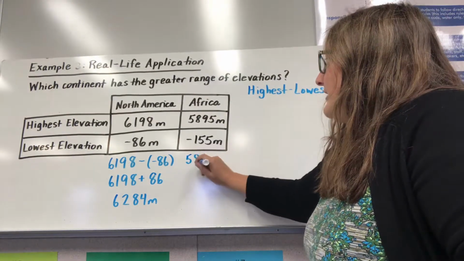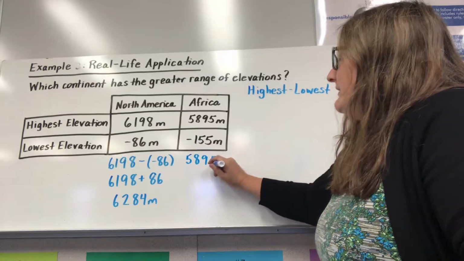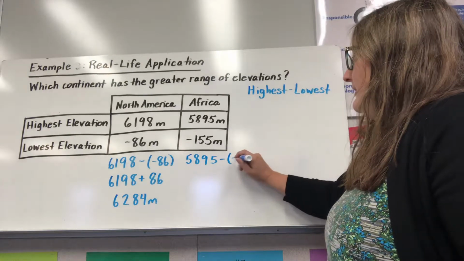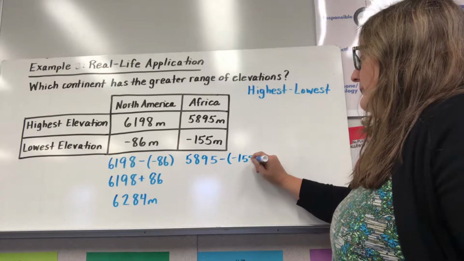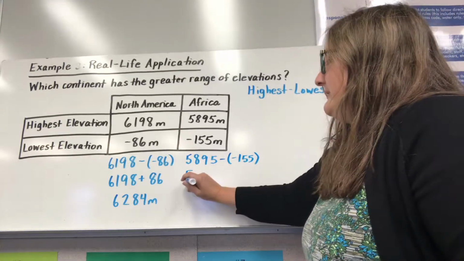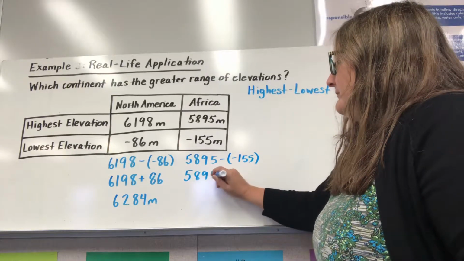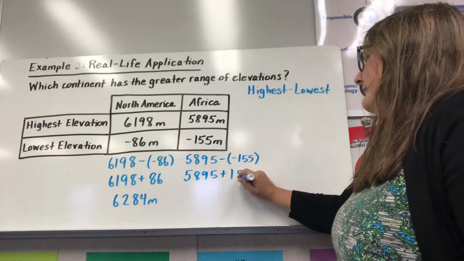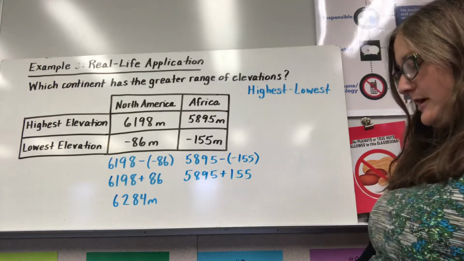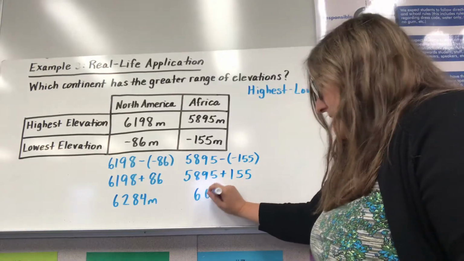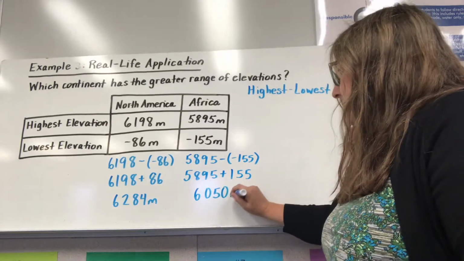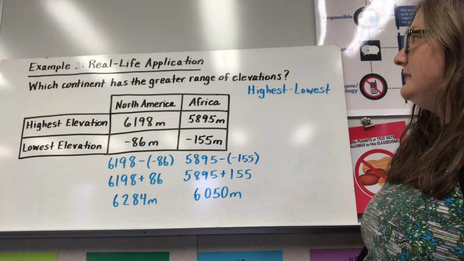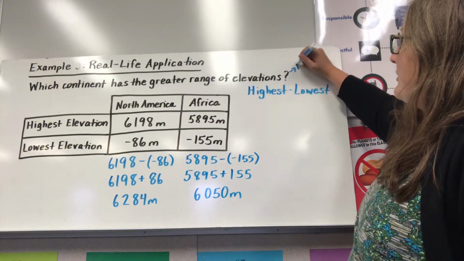Africa's high point is 5,895, not quite as high, but their low is lower. So we're going to subtract negative 155. When I go to write this as an addition problem, the second number is going to become its opposite. It's add the opposite. So this becomes 155 for a grand total of 6,050 meters. So to answer the question, which continent has the greater range of elevations? It's going to be North America.